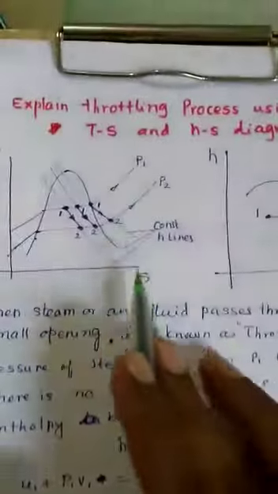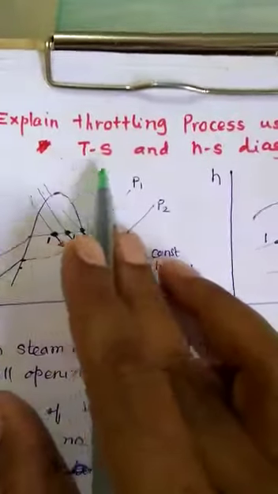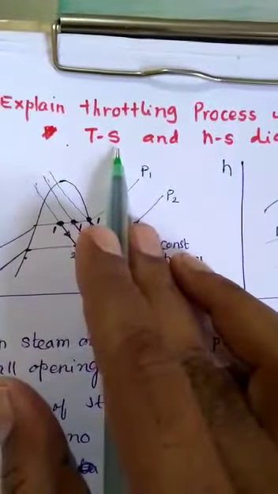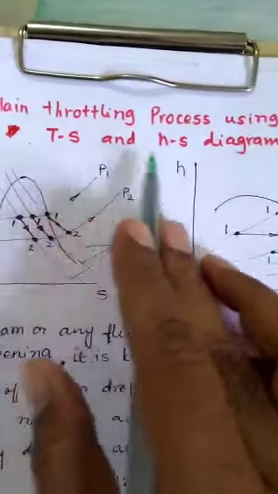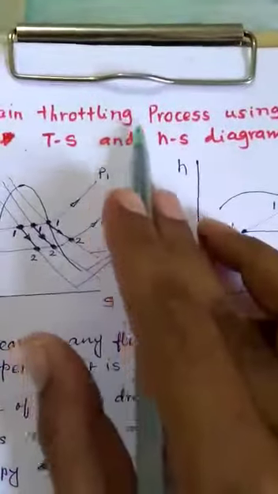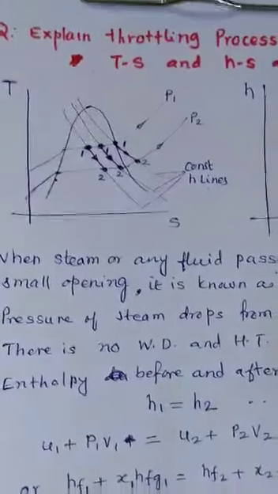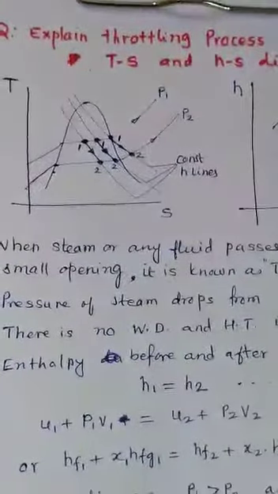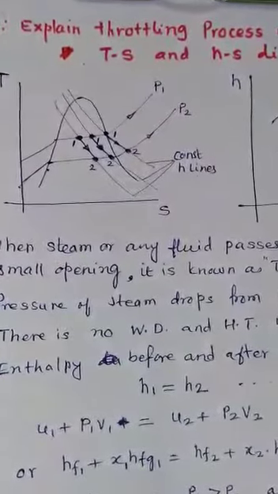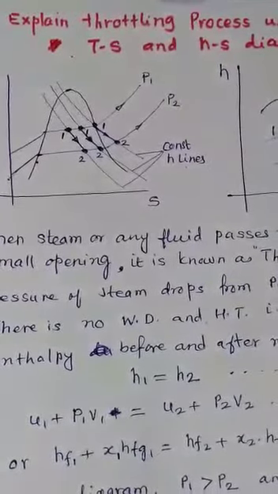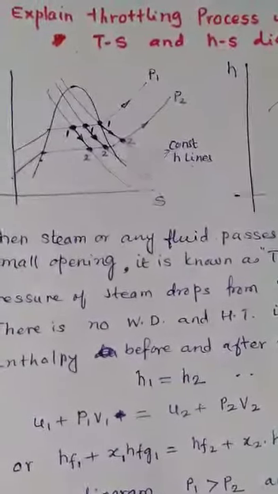So friends, in the question paper it is given as PV and TS diagram to draw. That is a wrong statement in the question itself. We have to draw TS and HS diagram for the steam throttling process. So I hope friends you will get the benefits of this video. Listen to the video, see it carefully 2-3 times, and you can definitely have a better answer for this question. Thank you.